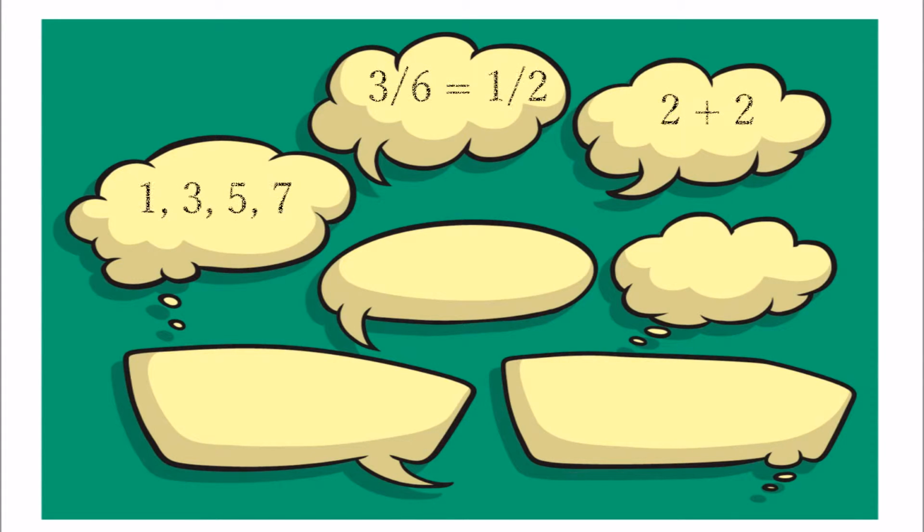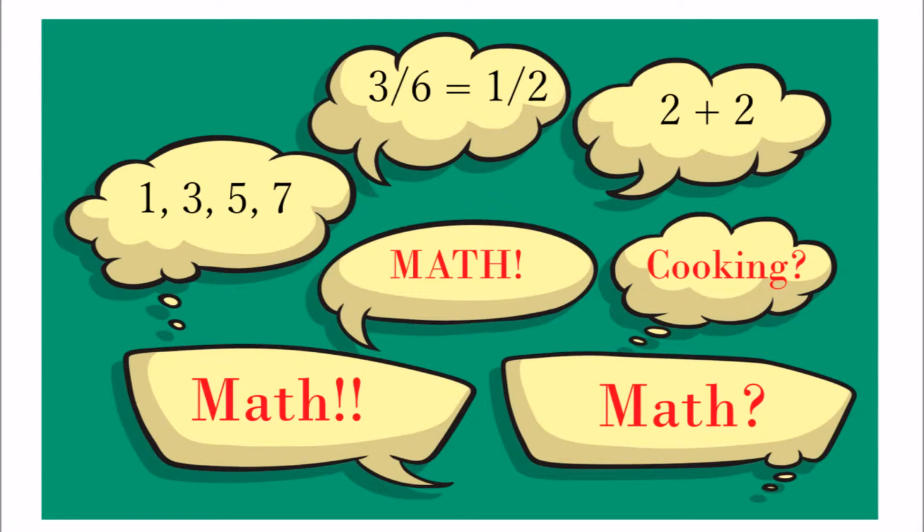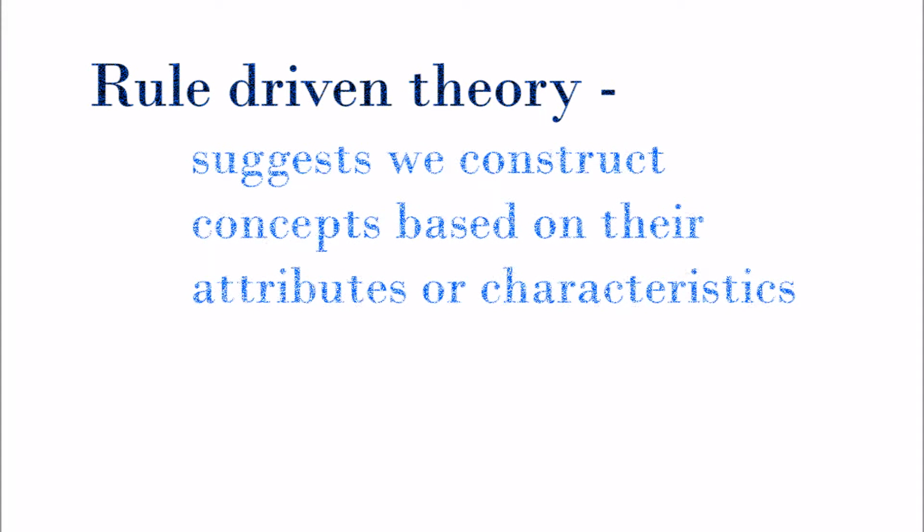Let's explore them now. Think about the words prime numbers, equivalent fraction, addition. What subject comes to mind? Most would say math. This is an example of the rule-driven theory. Rule-driven theory suggests we construct concepts based on their attributes or characteristics.